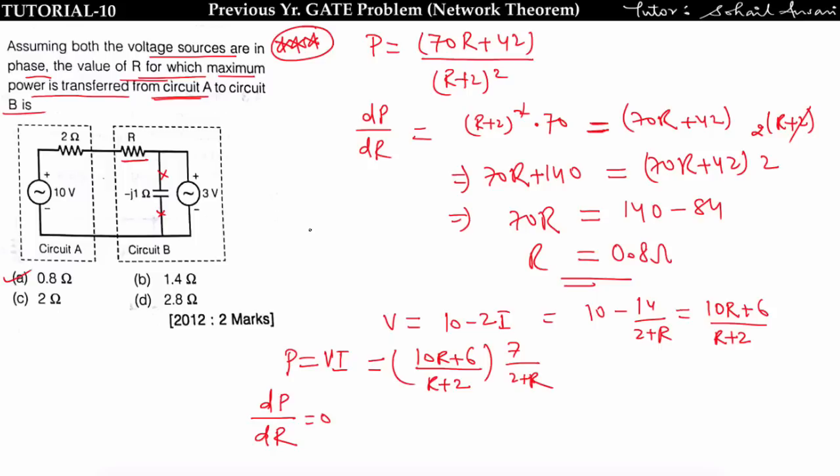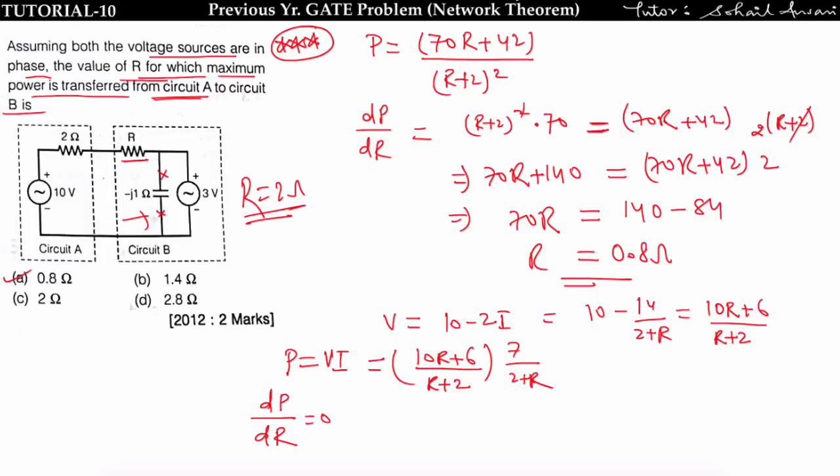Most of the students make a mistake here and tick R is equal to 2 ohm, because they think that only R is variable, but here the load is the whole circuit B, not only R. So we have to consider R in series with the 3 volt source as the load, not only R. If the question were to find the maximum power transfer across the R load, then you could easily say that R is equal to 2 ohm. But the question is saying find the maximum power transferred from circuit A to circuit B. So R is equal to 0.8 ohm is the answer.